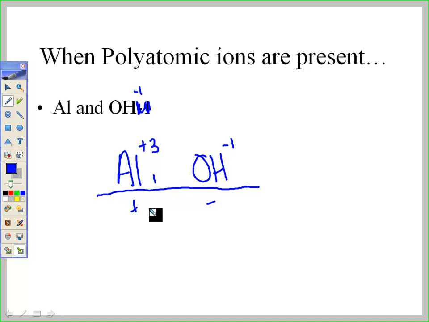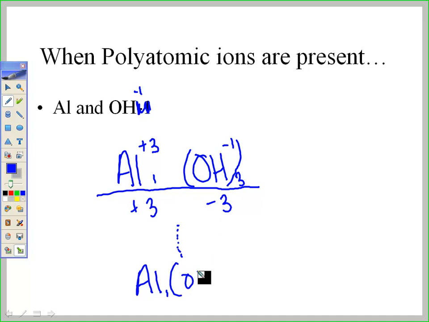So down here if I had 1 aluminum I could get a plus 3. And if I had 3 OH minuses, I could get a minus 3. And now think back to your activity from yesterday, or that you did earlier last week if you were in Mr. Mester's class. If I had 1 aluminum, that's fine. But if I wanted 3 of this entire species, I'd need to put parentheses around it. So plus 3 and minus 1. Well, actually that should be inside.